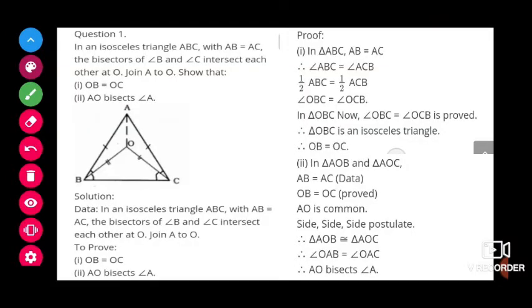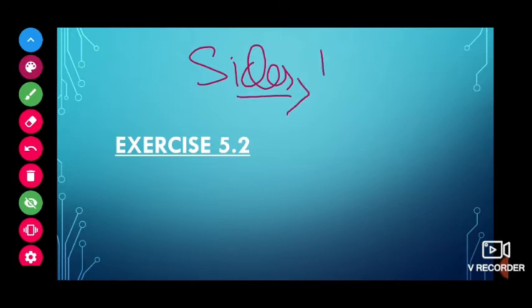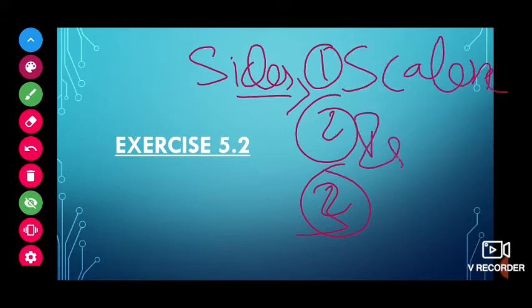Exercise 5.2. Children, before getting into this exercise, I just want to show two basic things. Whenever we take triangles, as you already know, based on the sides, they are divided into three types. What are those? Scalene, isosceles, and equilateral.